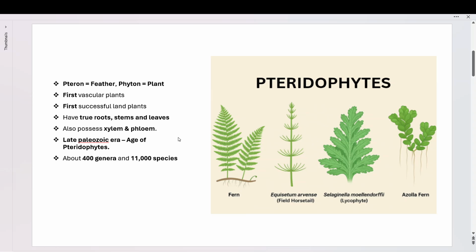In the age of pteridophytes, we can see the late Paleozoic era is known as the age of pteridophytes. At that time, these plants dominated the Earth. About the diversity, there are approximately 400 genera and 11,000 species of pteridophytes present on Earth.